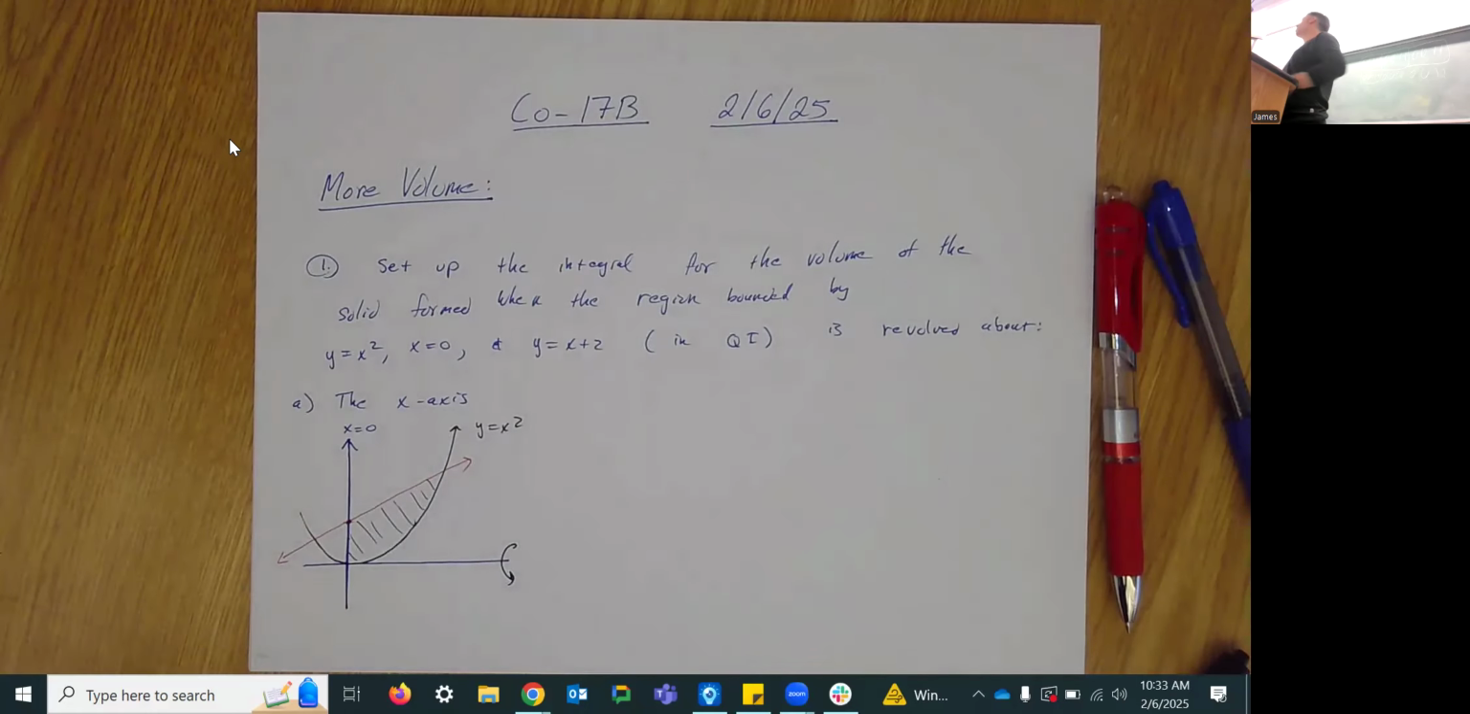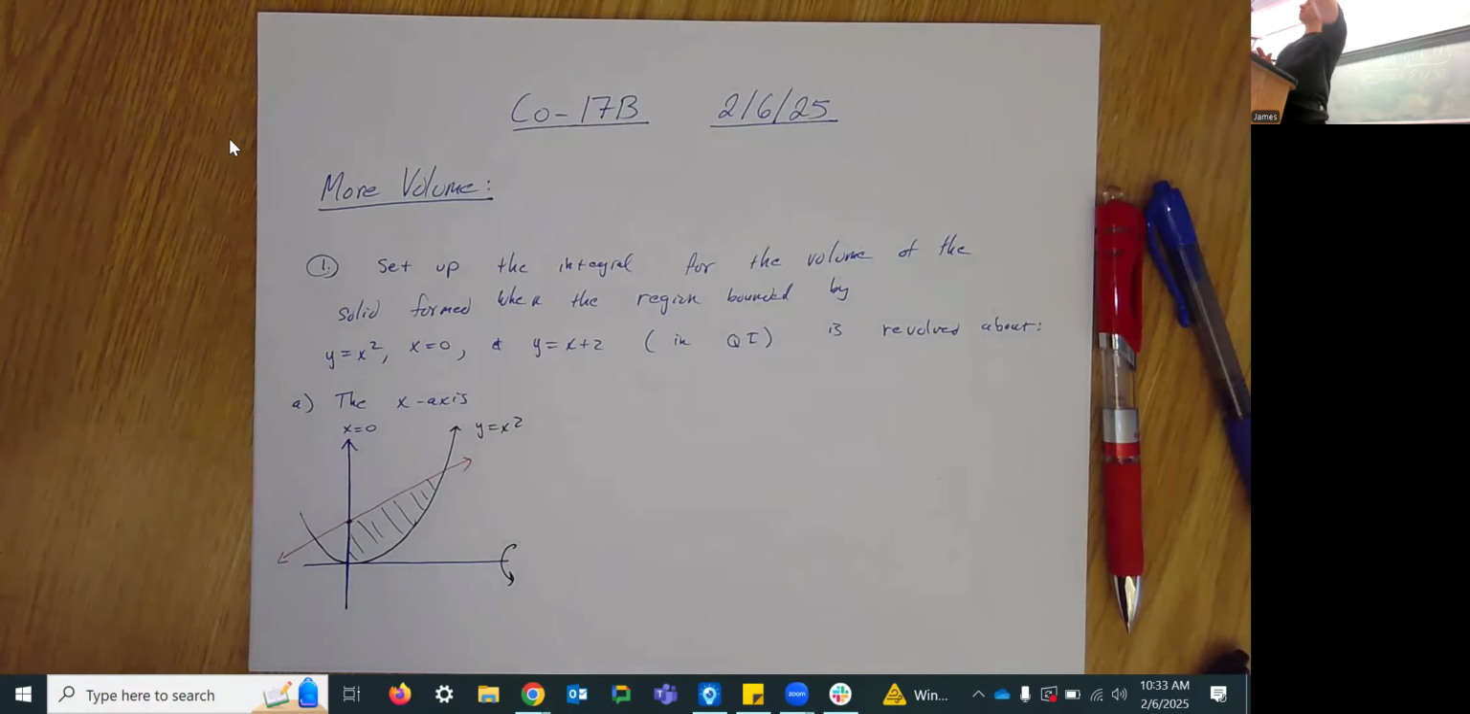So before we even do anything else, since our region isn't flush with the axis of rotation, that means we're going to have to be using the washer method, right? We're going to have an inner radius and an outer radius. We're going to be subtracting out a circle. You don't have to know that right off the bat, but it's kind of good to just think about what's going to happen.